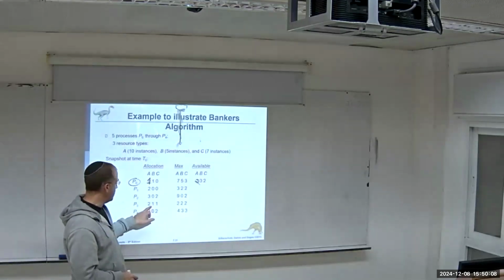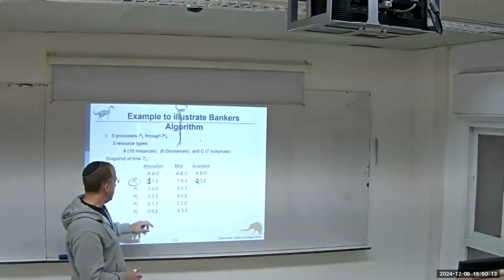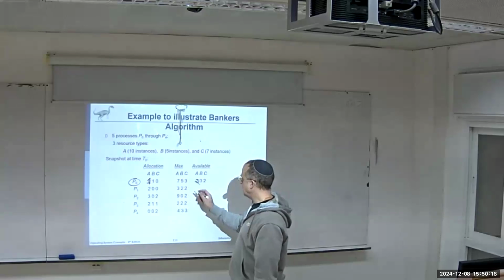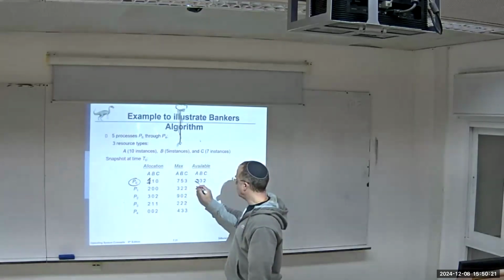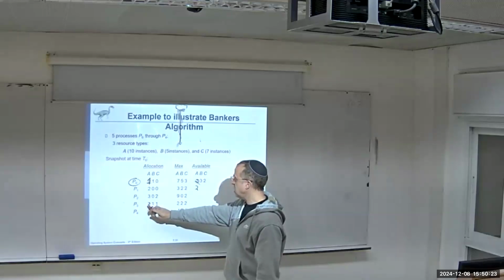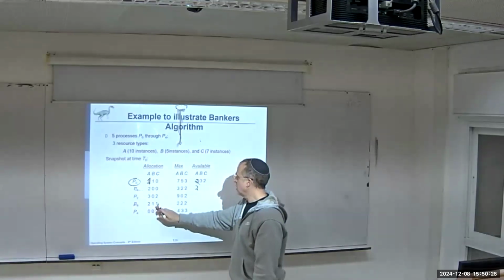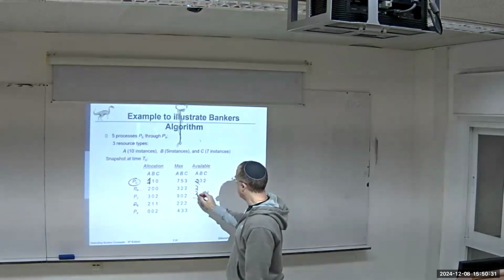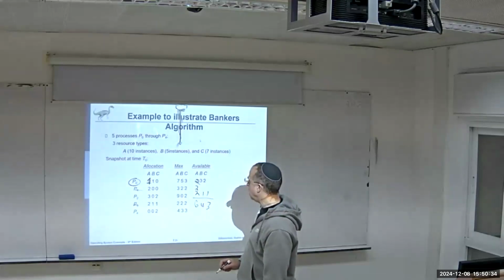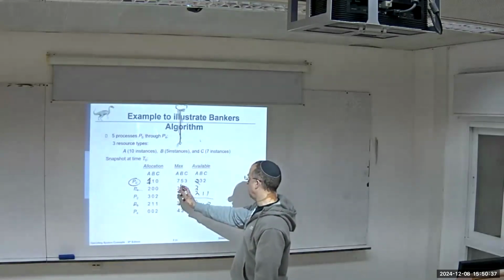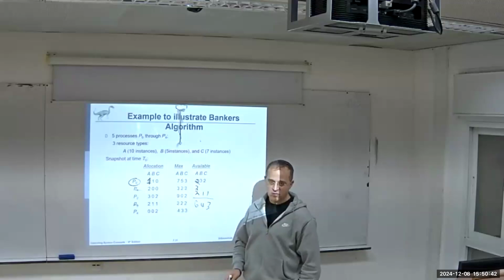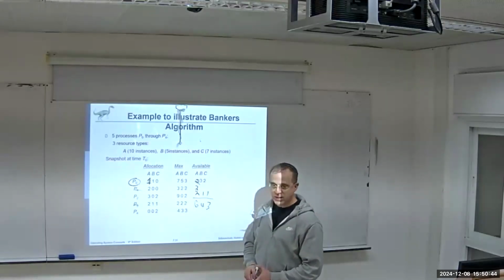Well, we can still fulfill this guy and P1. So we can add 2 here, and P1 we can finish. So we can add 2, 1, 1, and so we'll get 6, 4, 3. And now we can actually fulfill this guy. So yes, this is a safe state. We've already proven if we can fulfill this guy, then we can fulfill everybody. So we could grant that request.